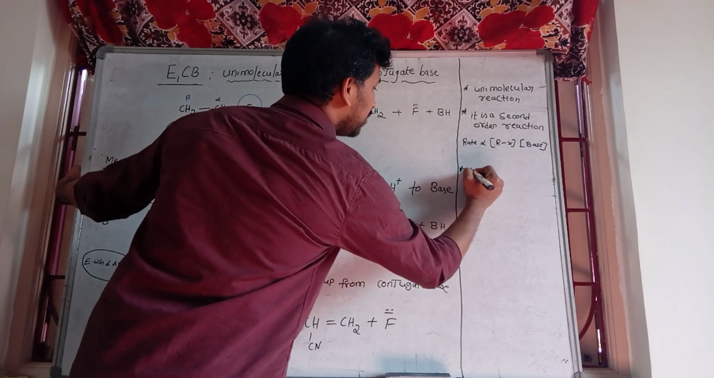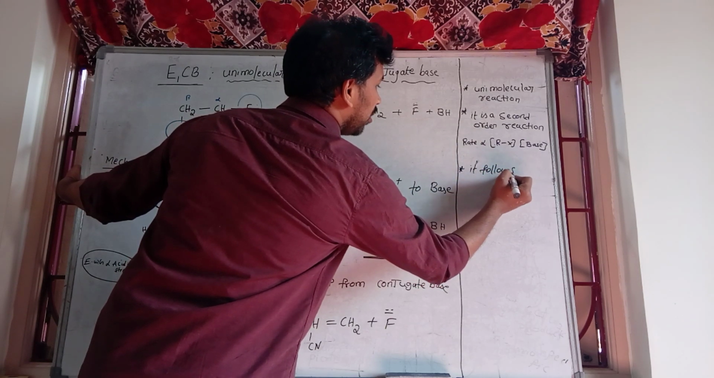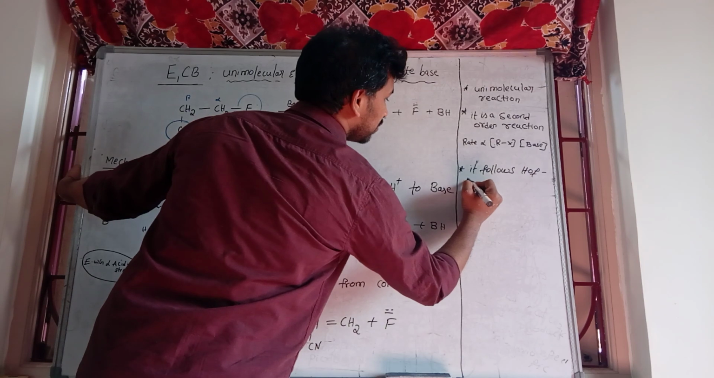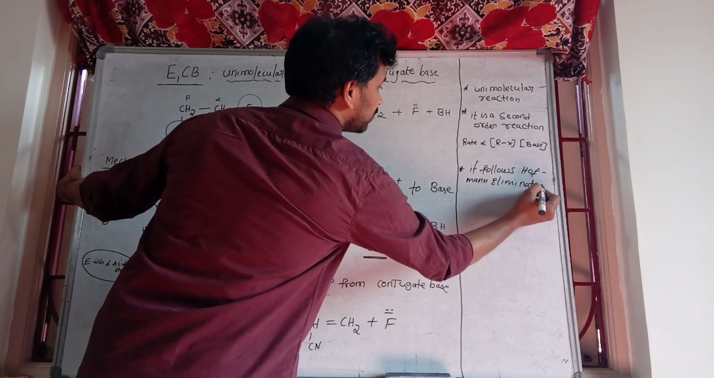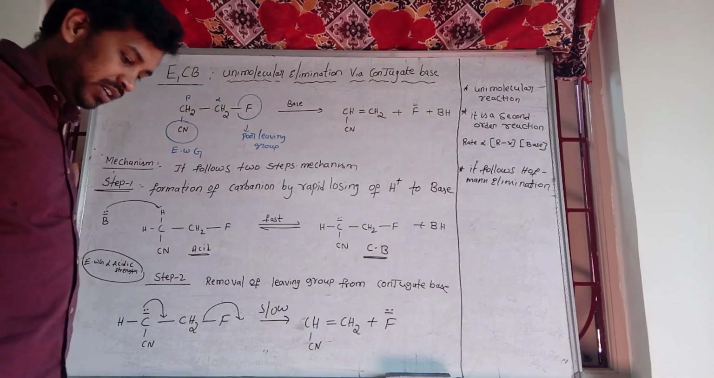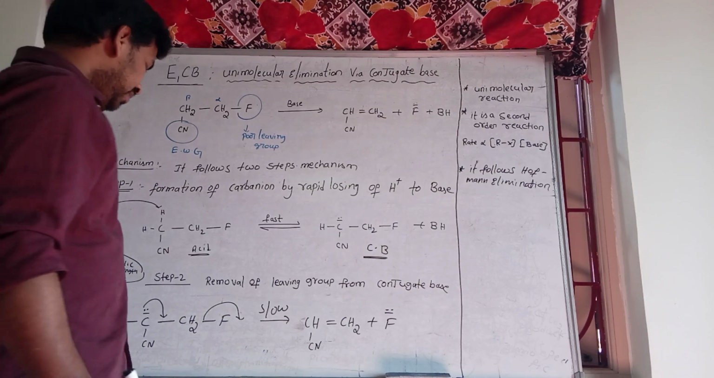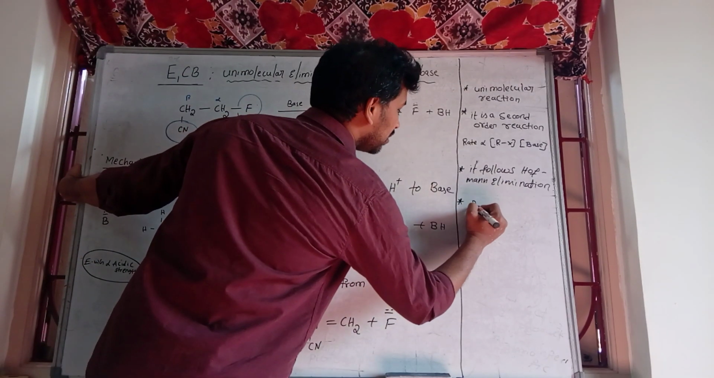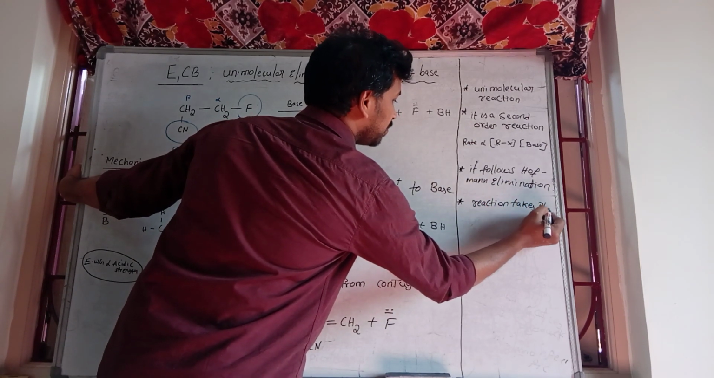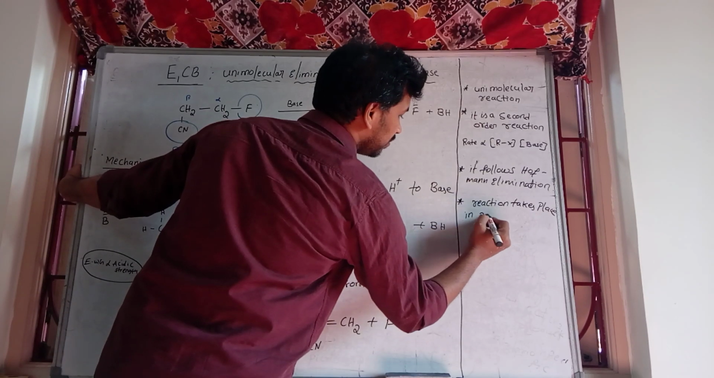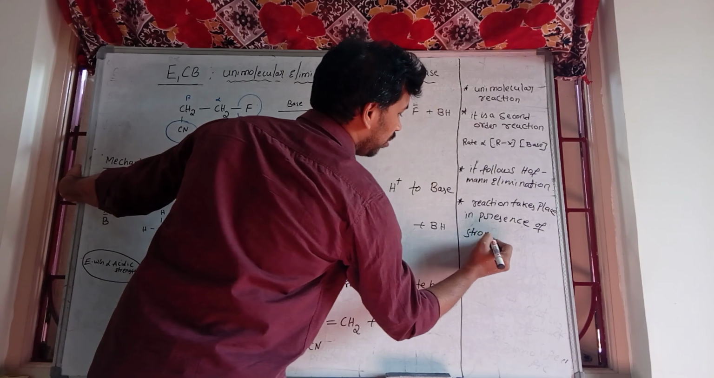Next, Hoffman elimination. It follows Hoffman elimination. You know now what a Hoffman product is? The less substituted product is the Hoffman product. Okay. The reaction takes place in the presence of a strong base.